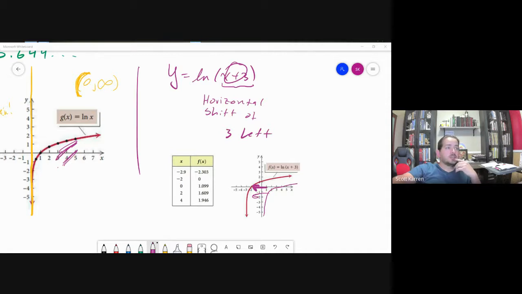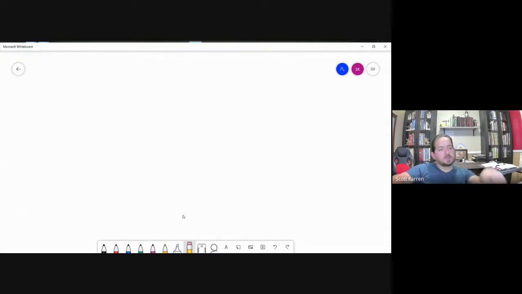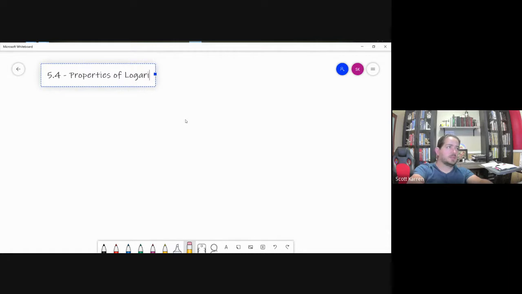So let's look at 5.4. And 5.4 is properties of logarithmic functions.